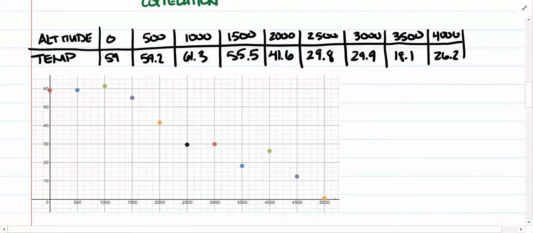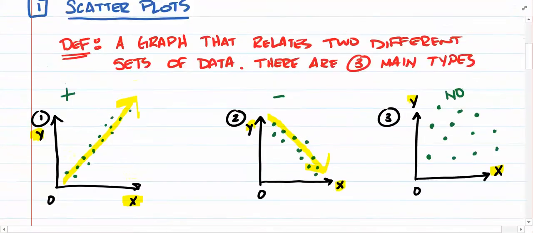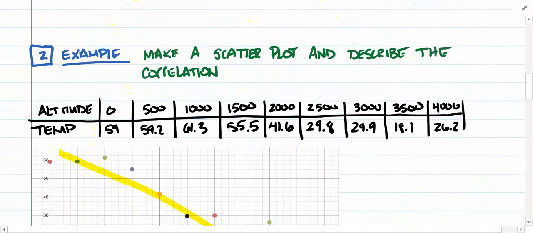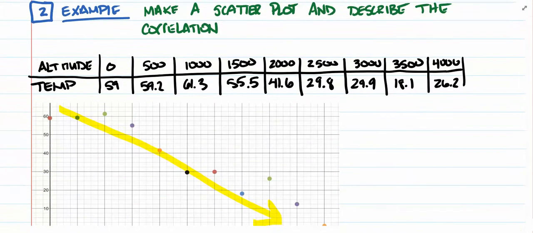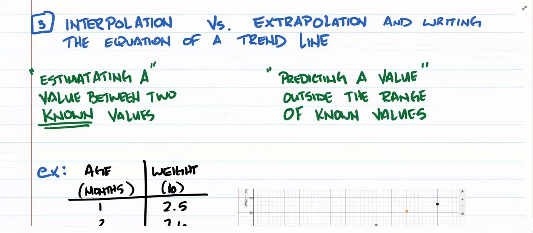So you can see as my altitude increases, the temperature decreases. So if we had to make a guess, we would say that this data is negatively correlated. So this would be an example of number 2 up here, like we did in box number 2. We made the scatter plot using some technology. We're going to do that in class, but this is basically a negative correlation. I just wanted you to see one.